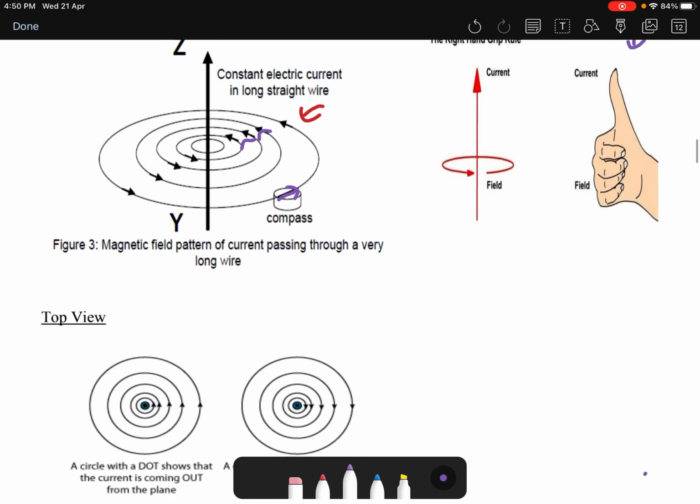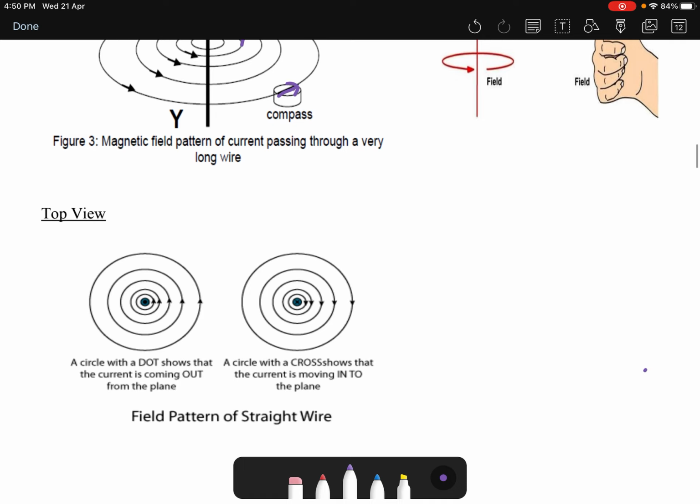If you look at the top view of the diagram, you notice that the current is either coming out of the paper or going into the paper. Coming out of the paper, normally we put a dot. Dot means it is out of the paper, whereas cross is into the paper. So how do they determine whether it is dot or cross? They actually use the concept of an arrow.